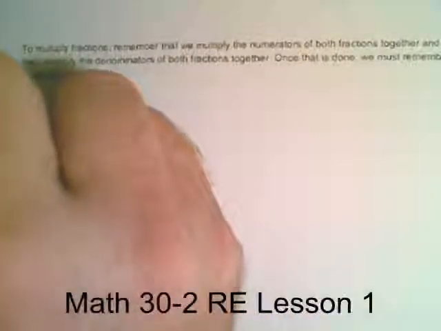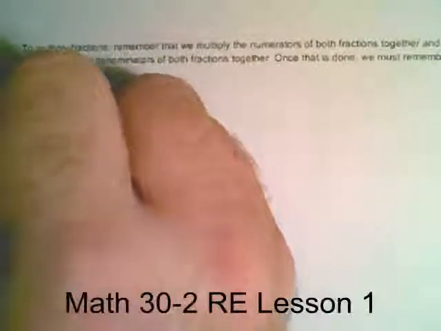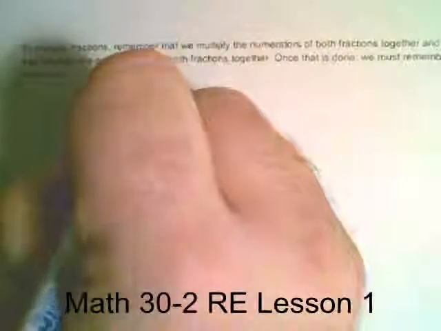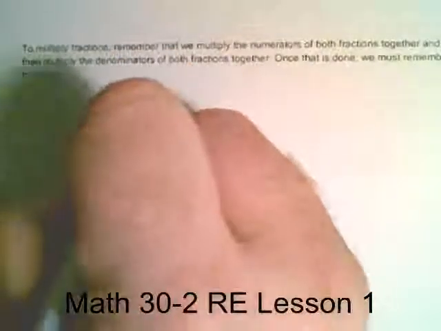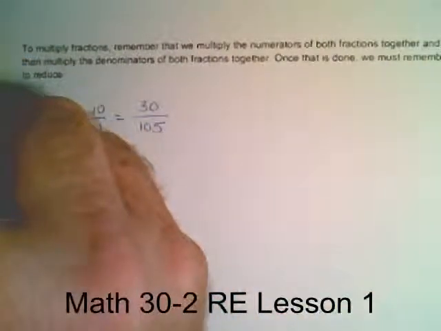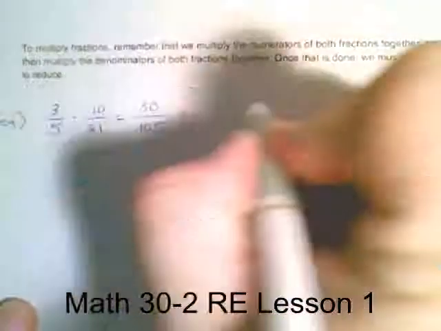So if I look at something like 3/5 times 10 over 21, what I get is 3 times 10, well, that's 30. And I get 5 times 21, which is 105. Okay, so I get that. Now, that's all well and good. It is correct, but it's not reduced. So now I'd go and reduce that again.